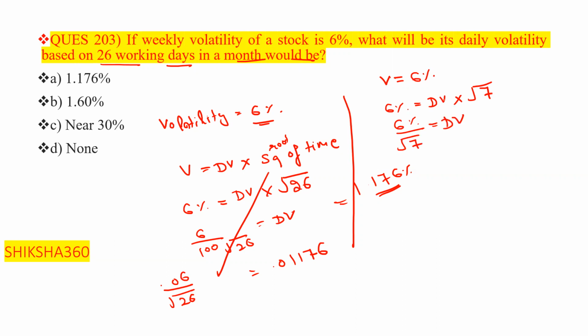So please tell what is the answer here. 0.06 divided by root 26. So daily volatility, here we will get 0.01176, that is 1.176%. Or any other answer, please tell fast. If I am wrong at any place, please tell fast.